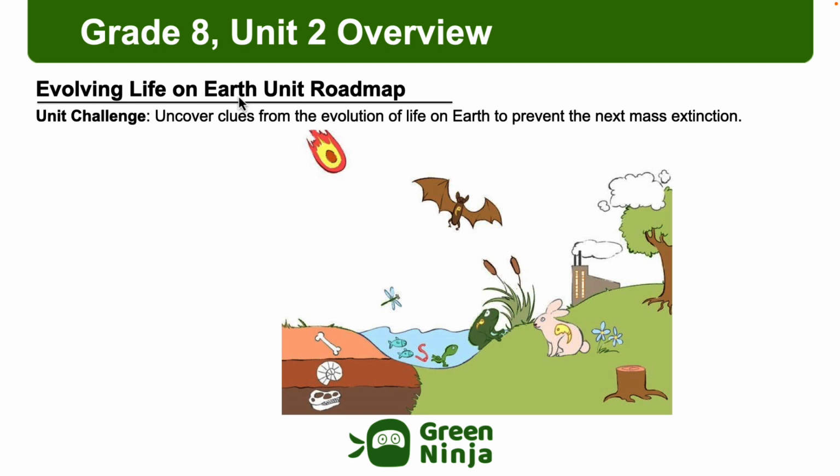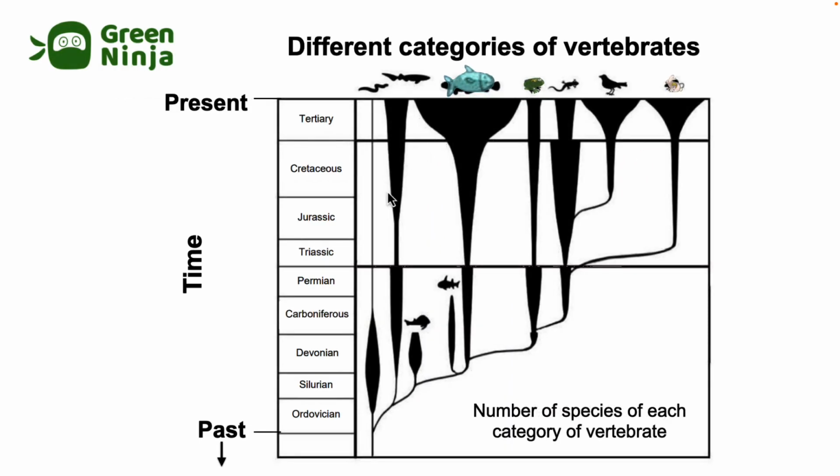Welcome to the Evolving Life on Earth unit. The unit roadmap illustrates all the pieces that we're going to be investigating in the unit. While it's not as pretty as our unit roadmap, this unit is really about figuring out what's going on in this diagram. The vertical axis is time, arranged with the past on the bottom and the present on top, just like the layers of rocks stack up from oldest to youngest.